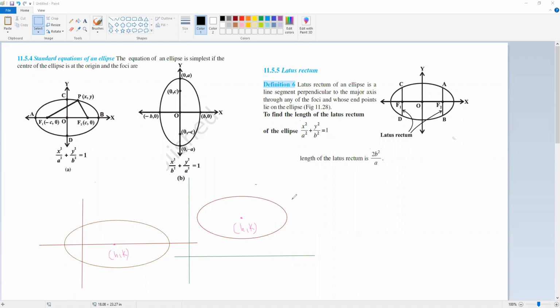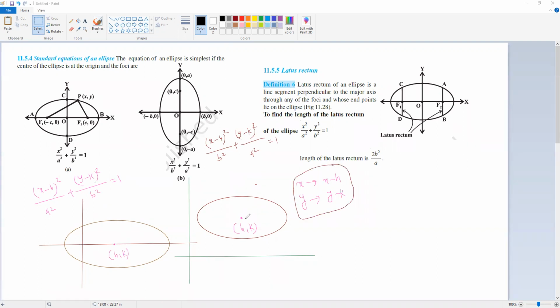So in this case, as I told you, x के जगह आपको देना है x minus h, y के जगह आपको देना है y minus k. That's all. So horizontal है तो इक्वेशन बन जाएगा x minus h the whole square by a square plus y minus k the whole square divided by b square is equal to 1. अगर वर्टिकल है तो आपका इक्वेशन हो जाएगा x minus h the whole square divided by b square plus y minus k the whole square divided by a square is equal to 1. That's all. So just keep this in mind.